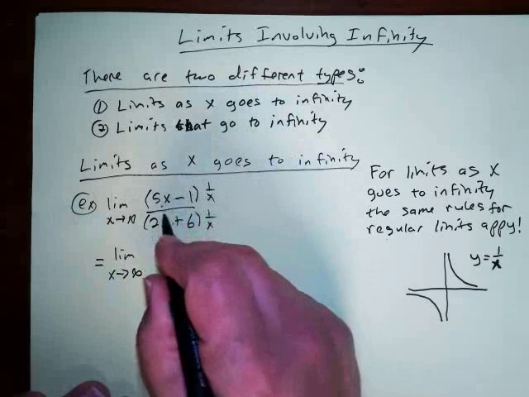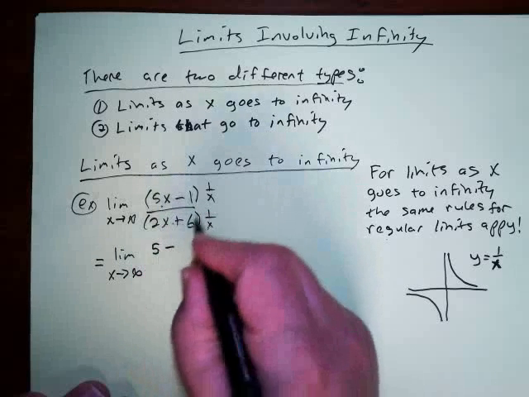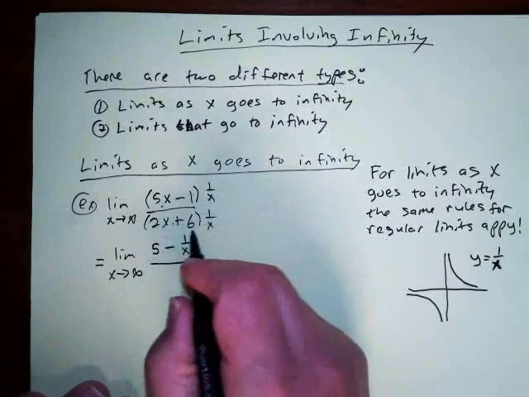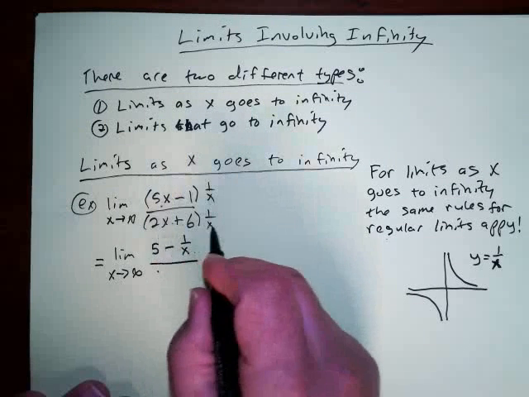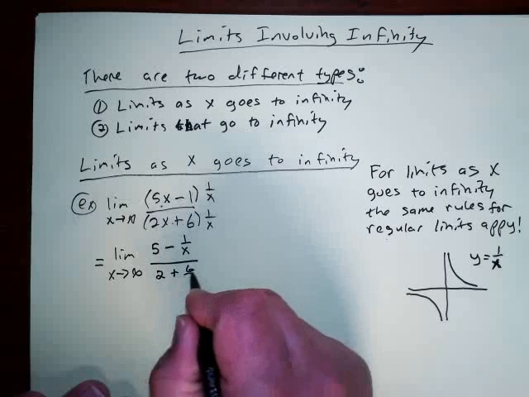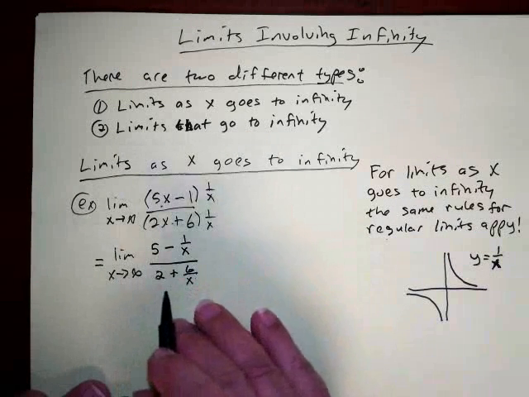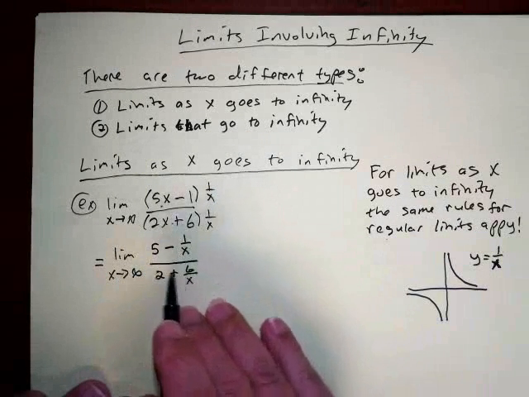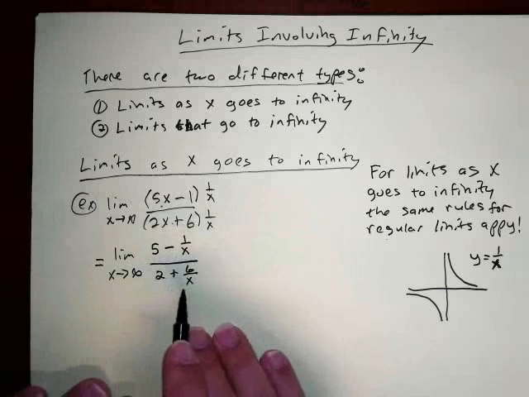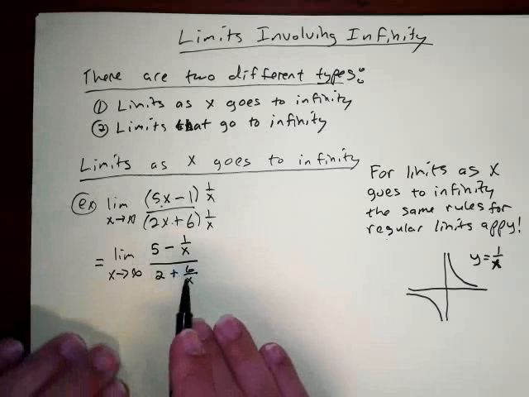When I distribute it over the 5x, the x's cancel out and I'm just left with 5, and then minus 1 over x. That'll be my top. Now when I distribute over the bottom, 2x times 1 over x, again the x cancels out, and I'm left with 6 over x. Now these same limit rules apply. As long as the denominator isn't going to 0, I can take the limit of the top and bottom. This term goes to 0, but you still have the 2 here, so the denominator is going to 2.